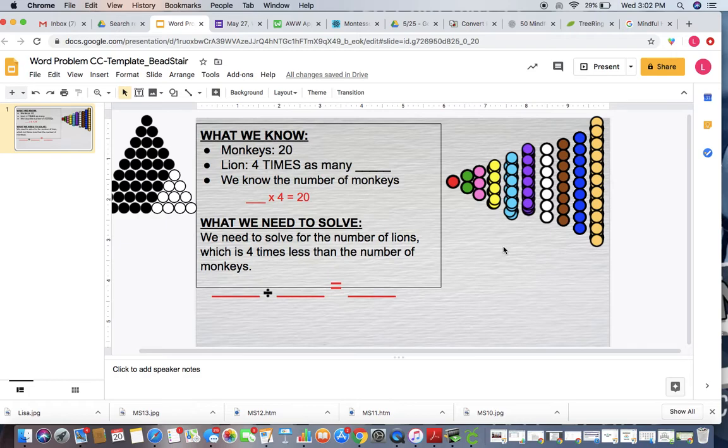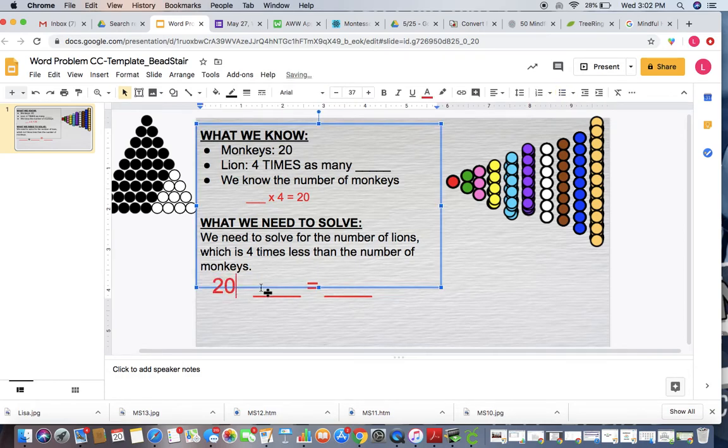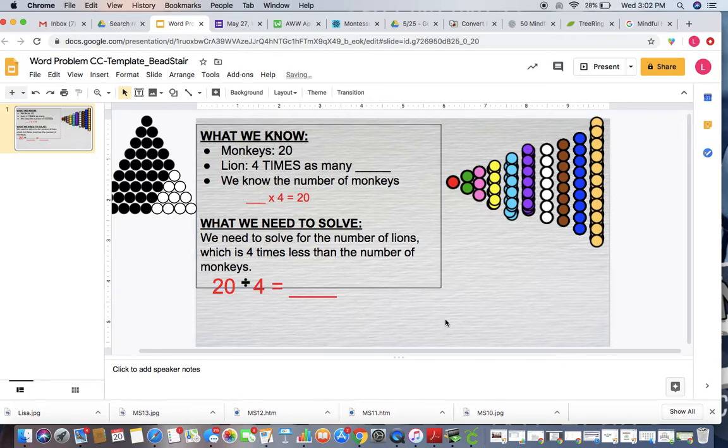Now, some of you in your head right now might be going, aha, I know exactly what this is. But some of us may not, and that's okay. So what do we actually need to solve here? Well, we need to solve for the number of lions, which is 4 times less than the number of monkeys, right? So we kind of flipped our problem around. We can say blank times 4 is 20, which is fine, but we can also do it the other way around with some division and say, well, if we know that we have 20 monkeys, and we know that the number of lions is 4 times less, then we could do 20 divided by 4 and see what we get.